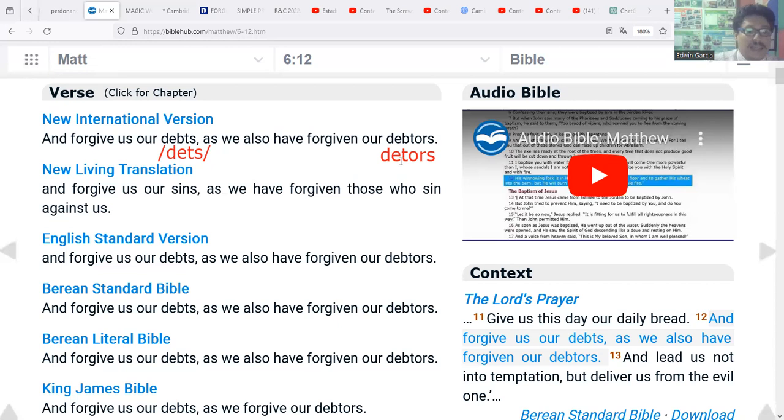Now let's make the comparison between the New International Version and the New Living Translation. Let's go to the New Living Translation: "And forgive us our sins as we have forgiven those who sin against us." Okay, tell me, what are the differences between the New International and the New Living Translation? Who wants to tell me?